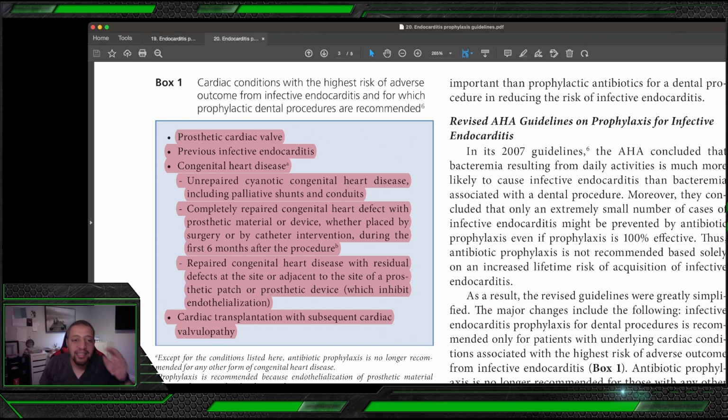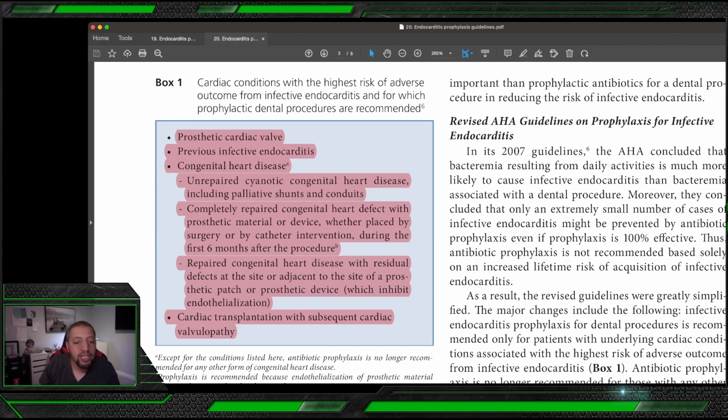This is, again, two steps. Completely repaired with prosthetic material or device, whether placed by a surgeon or by catheter intervention, during the first 6 months after the procedure. So this patient has a history of surgery. He had the surgery, which was successful, completely repaired that defect, but he came to you within the 6 months. So he might be indicated for prophylactic antibiotics.